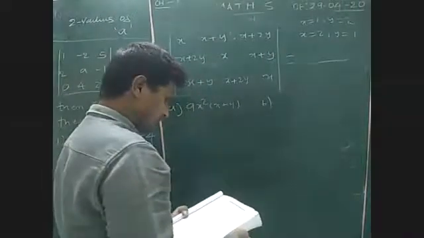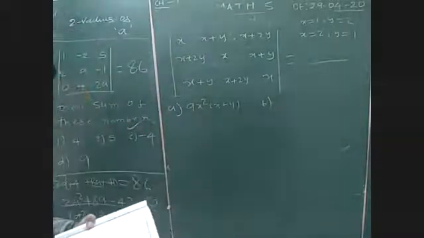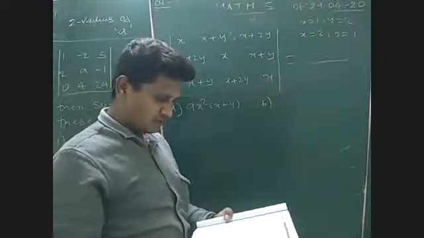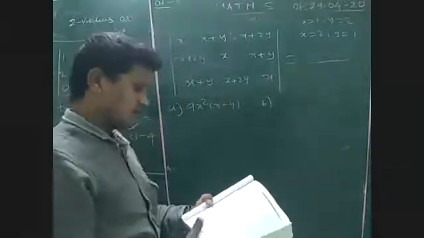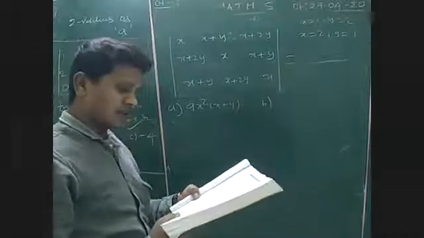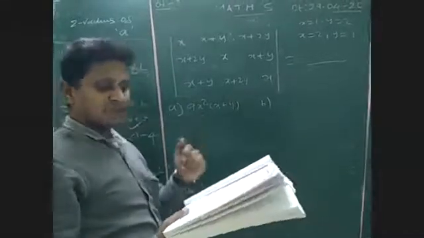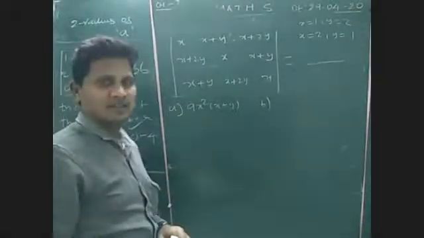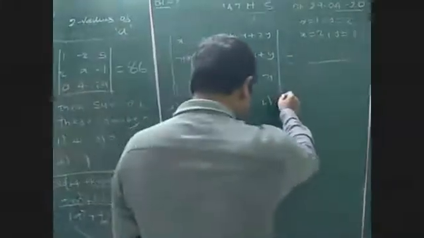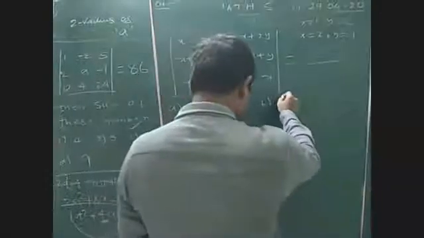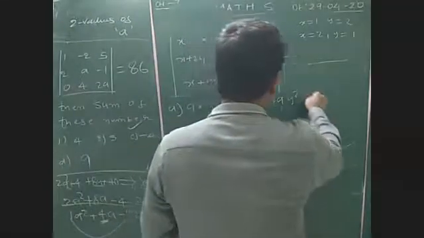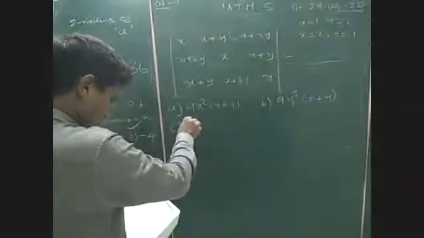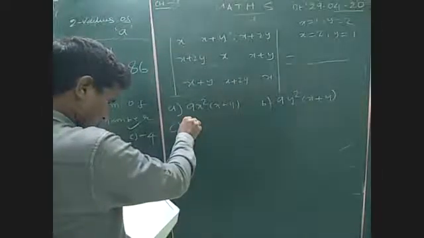Sir, we can take 0 and 1 also, no, sir? If you take 0, maybe 2 options may be right. What values do you want to take as 0? The x value you want to take as 0. If you take x value 0, see, first option, fourth option. I will write the options here: 9y square into x plus y, and 3y square.